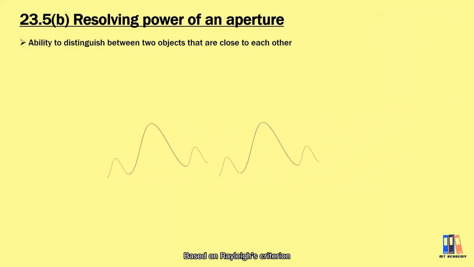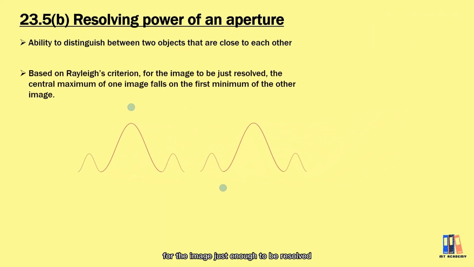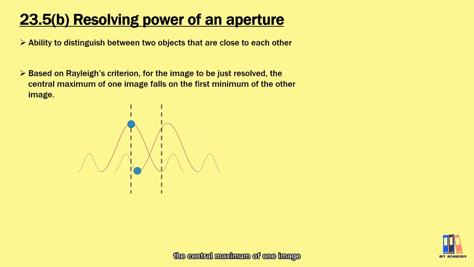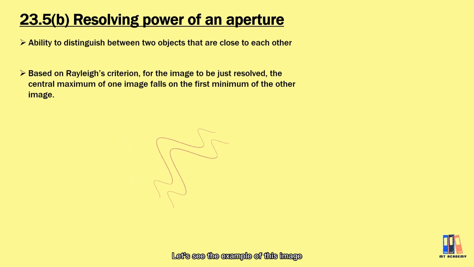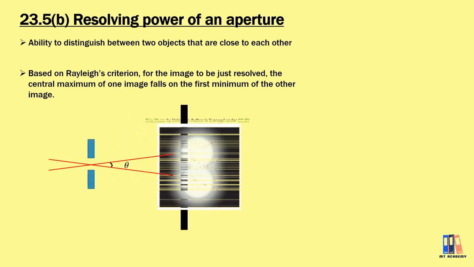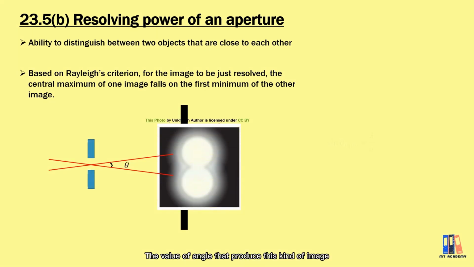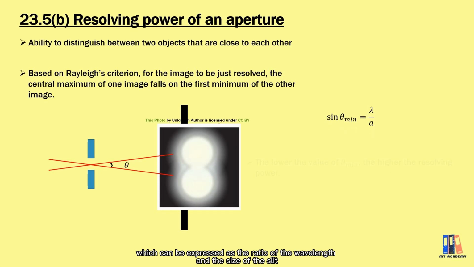Based on the Rayleigh criterion, for the images to be just enough to be resolved, the central maximum of one image falls on the first minimum of the other image. Let's see the example of this image. The value of the angle that produces this kind of image is the resolving power of that aperture. It is the minimum angle required, which can be expressed as the ratio of the wavelength and the size of the slit, also known as the aperture in this case.